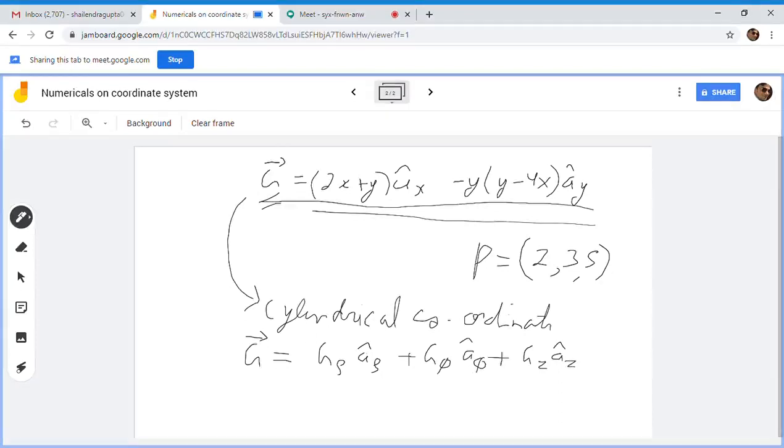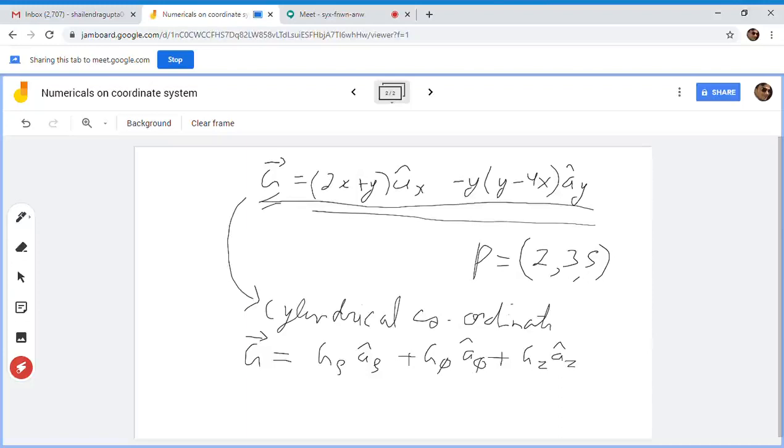So what is this? This is the rho component of this field. This is the phi component of this field. This is z component of this field. Adding all these things will make your G.